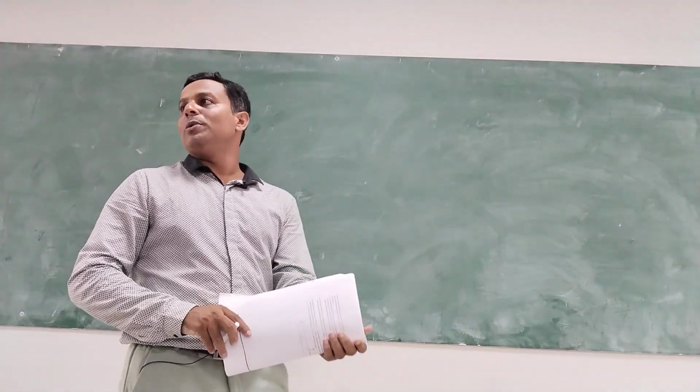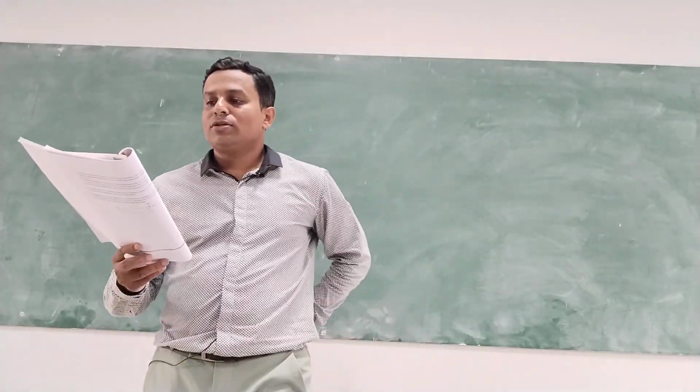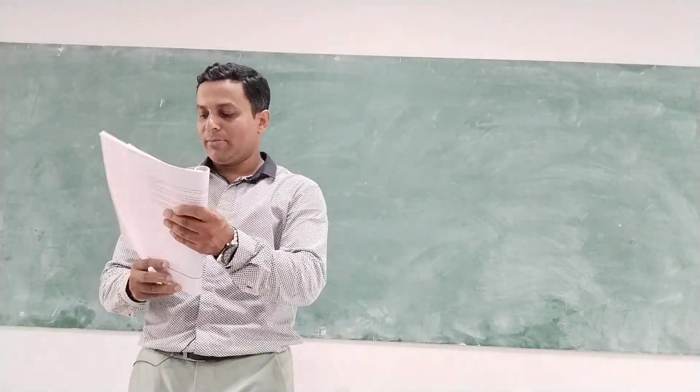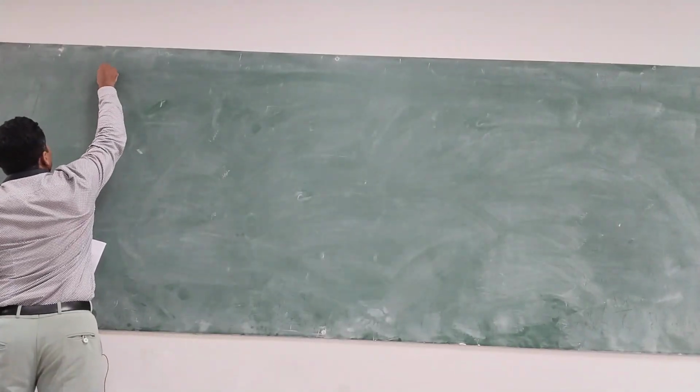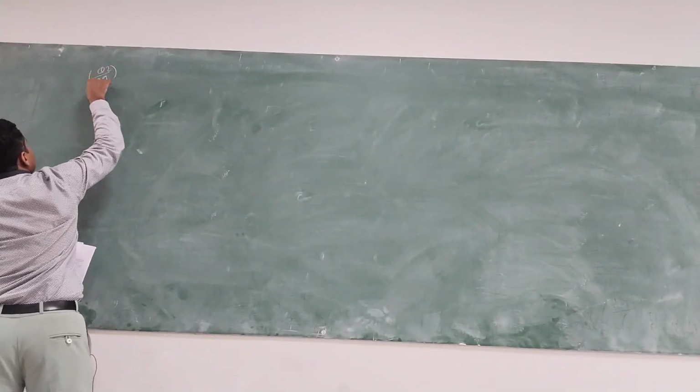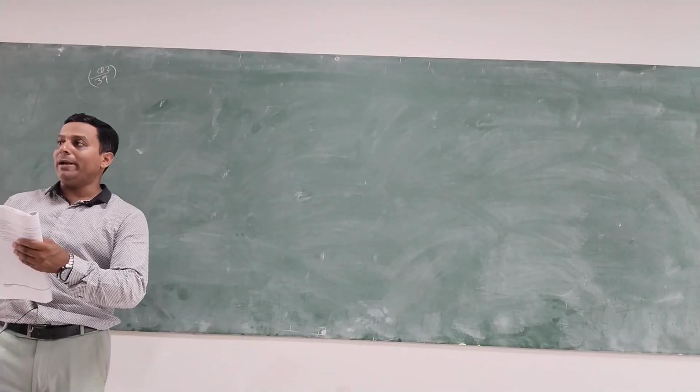Okay, so we'll take the numericals on Euler's theory of column. From the booklet, problem number 2, page number 39. Problem number 2, page number 39. I'm going to read the statement.